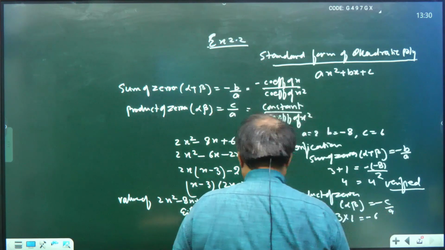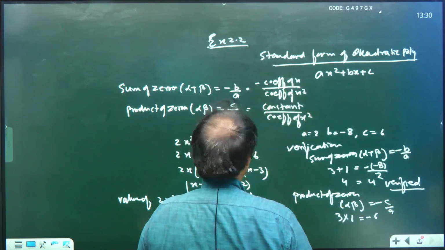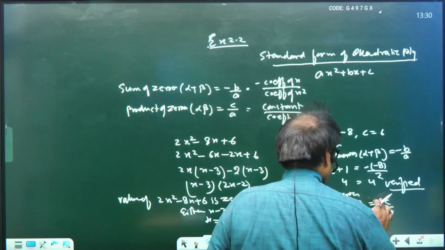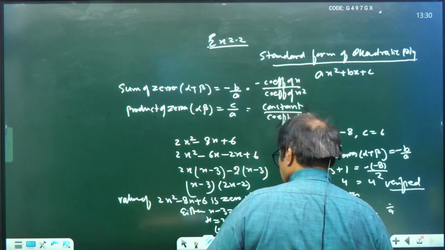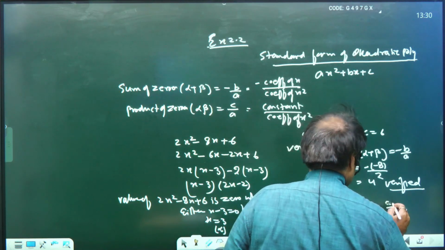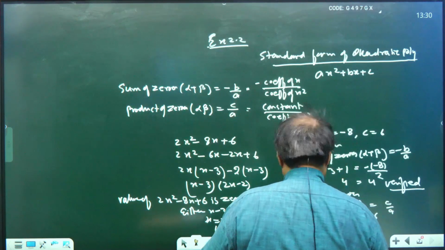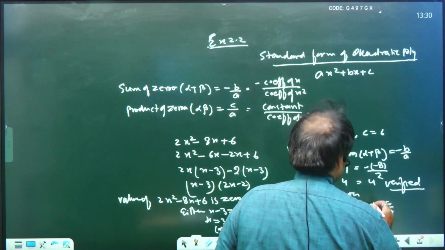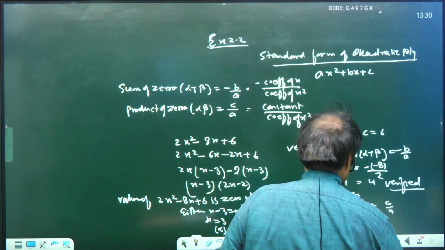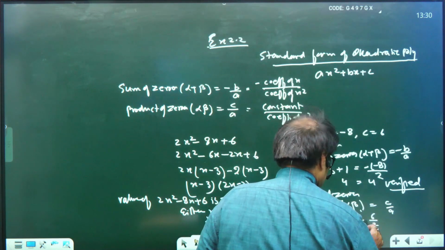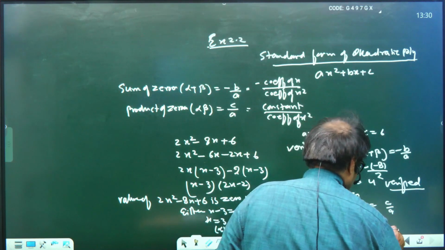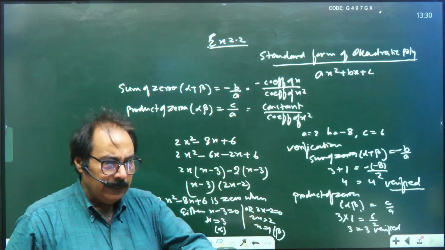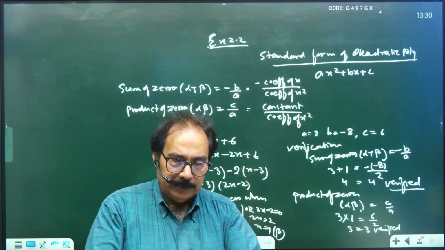Okay, constant is plus 6, that is alpha beta, that is c by a. So here c is 6, and what about a? A is 2. So 3 ones are 3 and 2 threes are 6. So it is again verified. Okay, got it? So in this way, we will simplify the exercise.